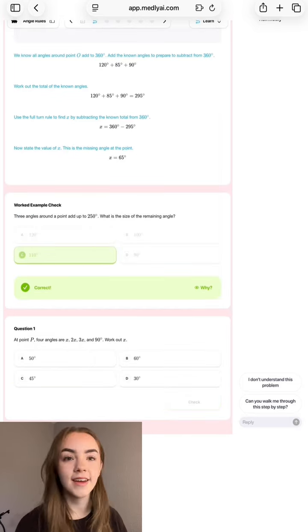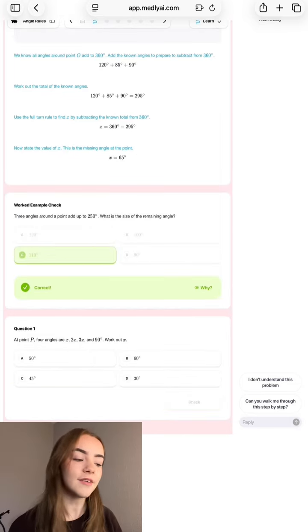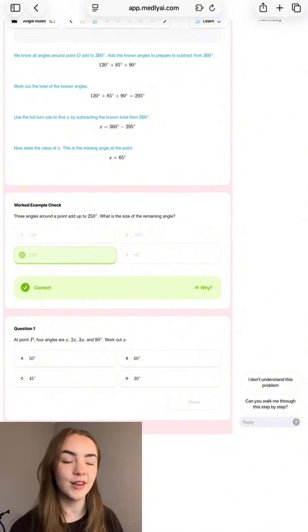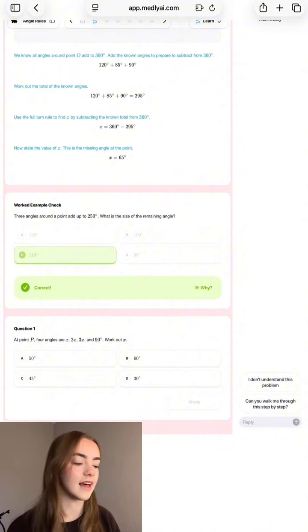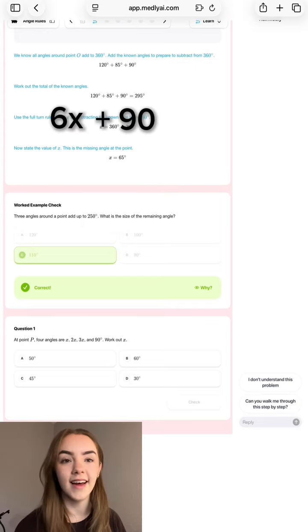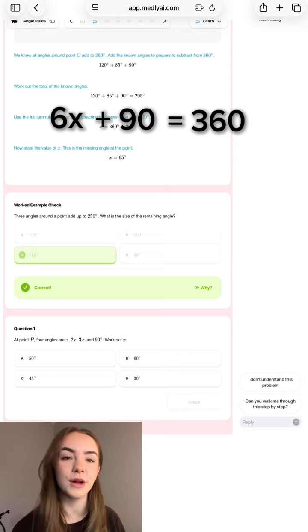Let's try another one. For the next question, at point P, 4 angles are x, 2x, 3x and 90. Work out the value of x. In total, if we collect our like terms together, we have a total of 6x plus 90 degrees. And this has to be equal to 360.